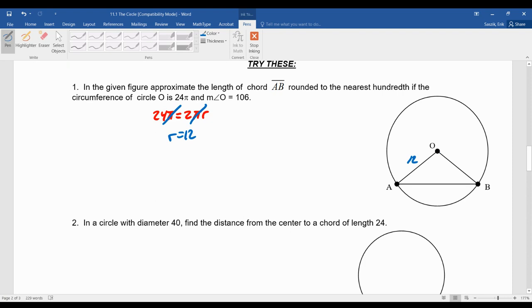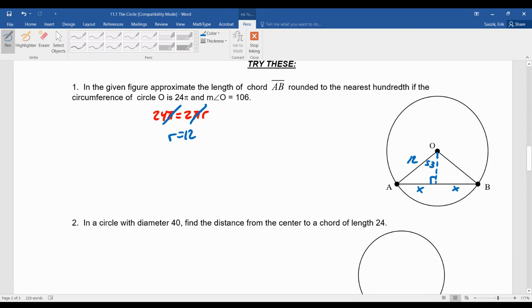Now, something that you're often going to do in a problem like this is drop in an altitude. Remember, that's perpendicular. That could be extended to be a radius, and any radius that's perpendicular to a chord is also going to bisect the chord. So that means that these two triangles are going to end up being congruent. And if the whole original angle is 106, this would have to be 53.